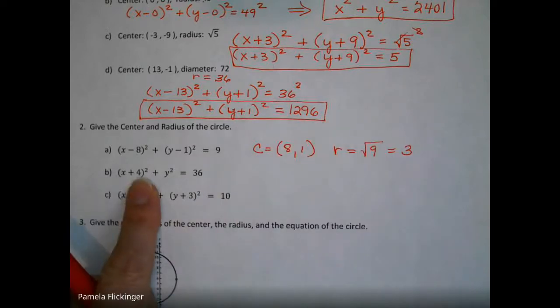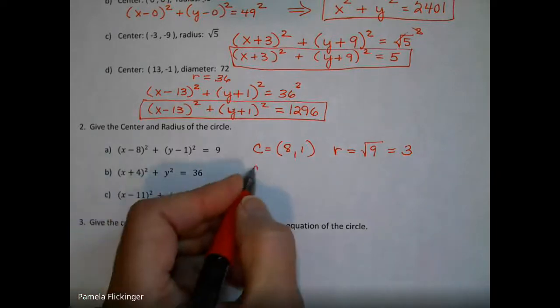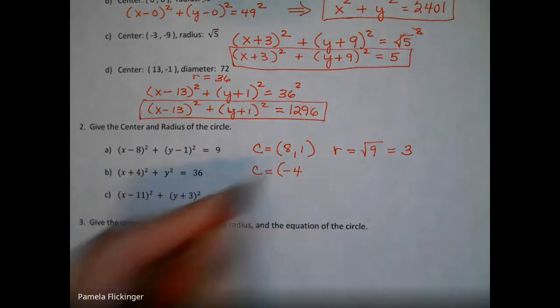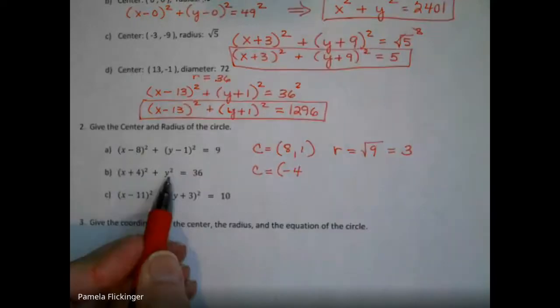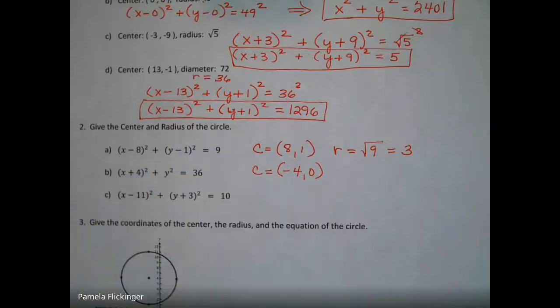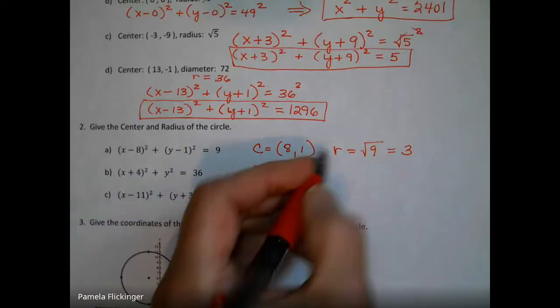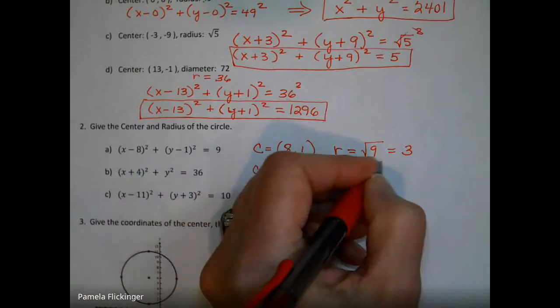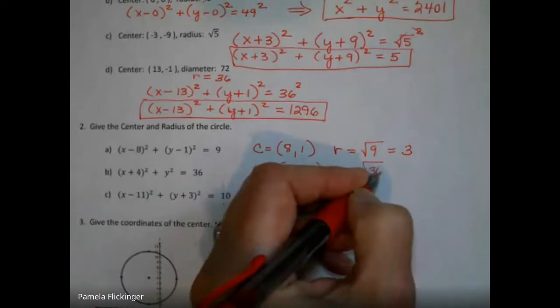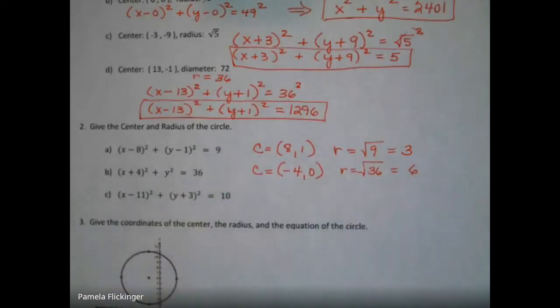All right, look at part B. So I see a +4, so that means the x-coordinate, or the h, is really a -4. There's nothing being subtracted with the y, so that coordinate is a 0. And then r is going to be the square root of whatever number is here, 36, which would be 6.